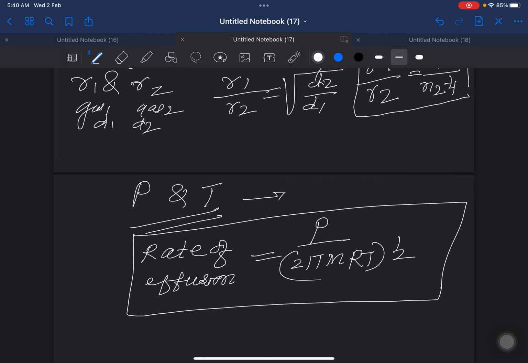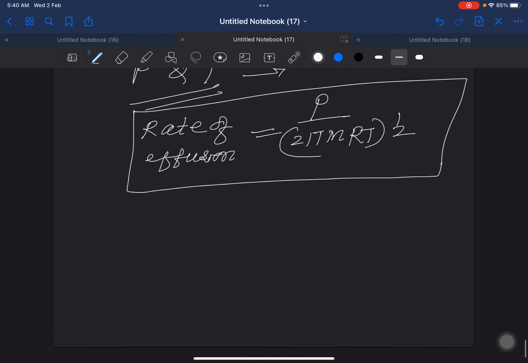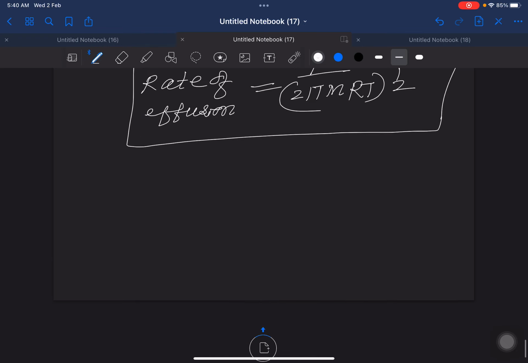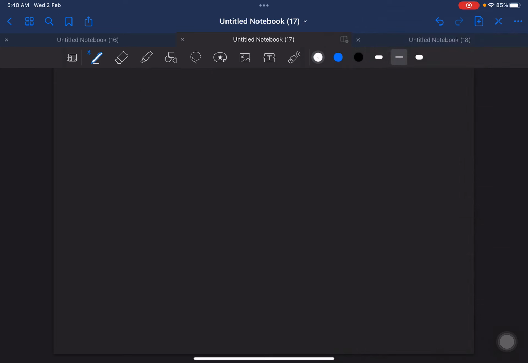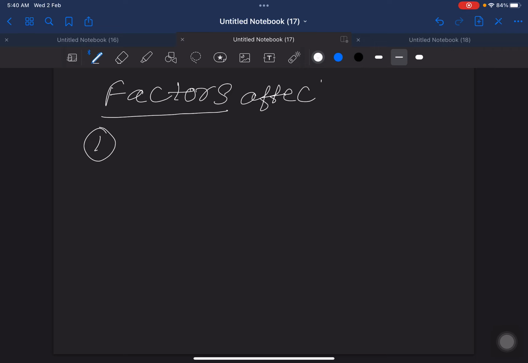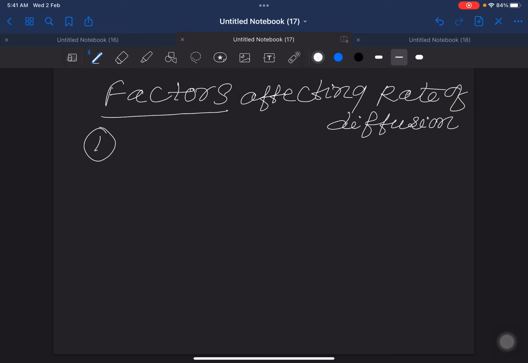ठीक है, अब अपन लेते हैं फैक्टर्स अफेक्टिंग द रेट ऑफ डिफ्यूजन. फैक्टर्स जो रेट ऑफ डिफ्यूजन को अफेक्ट कर रहे हैं. सबसे पहला फैक्टर, रेट ऑफ डिफ्यूजन, फर्स्ट वाला pressure.